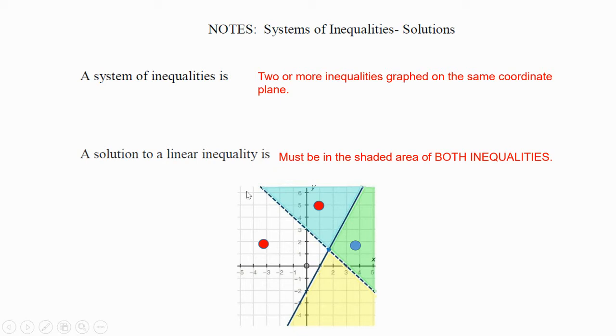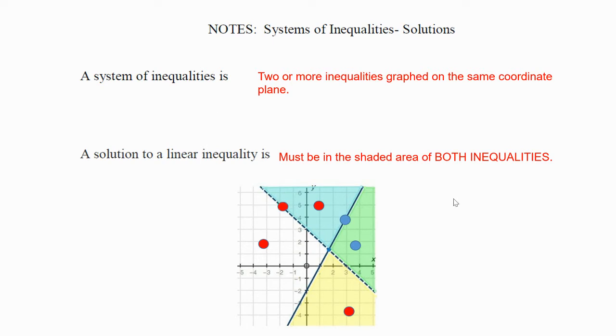Is this a solution? This is a solution to the blue, but not the yellow. So this is not a solution to the system of inequalities. Same thing here. This is a solution to the yellow, but not the blue. So that's not a solution to the system. How about this guy? This was kind of tricky. It looks like it's on the blue line. If you remember from inequalities, that is a solution to the blue line. It's also in this blue area, but it's not in the yellow area.